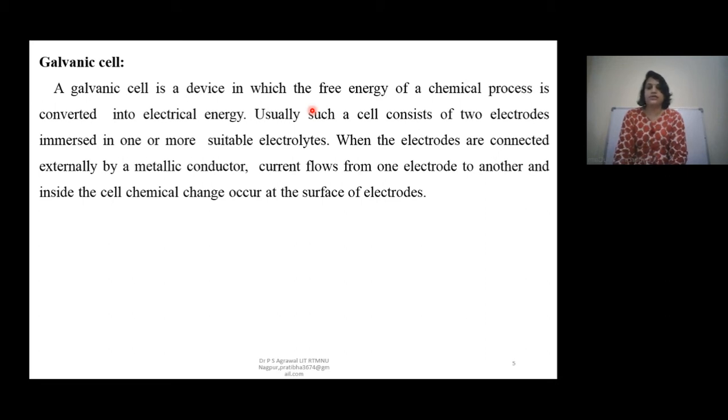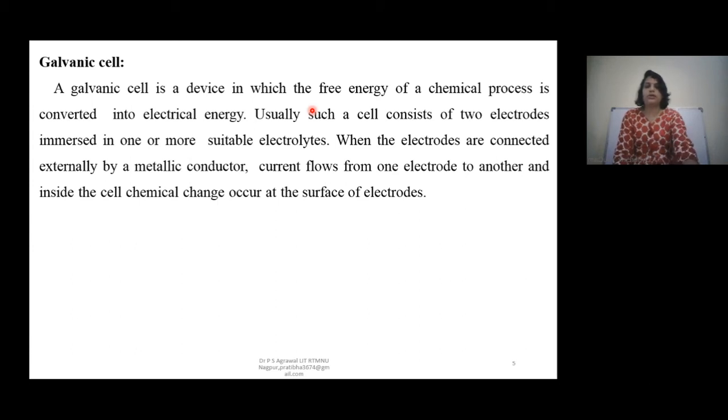On joining the electrodes externally, oxidation occurs at one electrode and reduction occurs at the other electrode. The electrode at which oxidation occurs is called the negative electrode or anode, while the electrode at which reduction occurs is called the positive electrode or cathode. The reason for this nomenclature is that oxidation is accompanied by liberation of electrons, which are given up at the electrode at which oxidation occurs. That electrode acquires a negative charge. Reduction is accompanied by elimination of electrons, acquiring the positive charge.